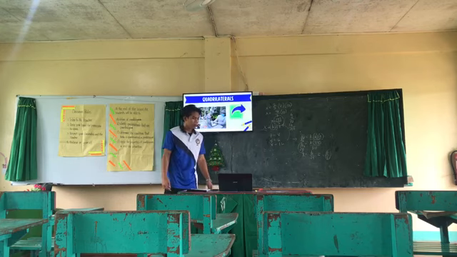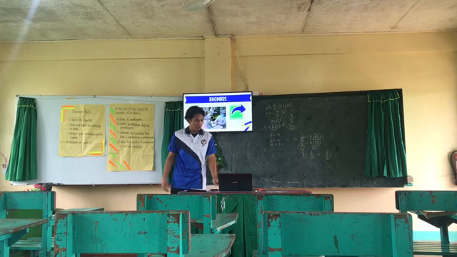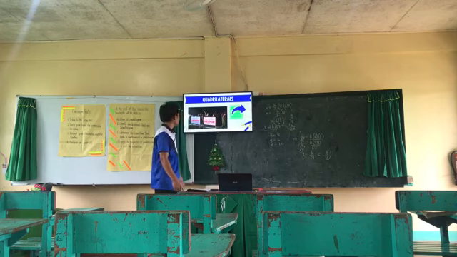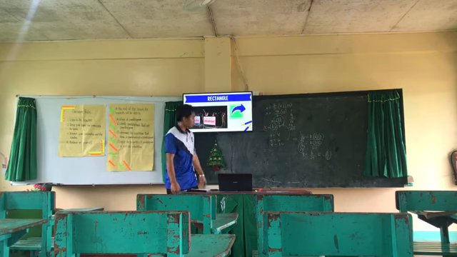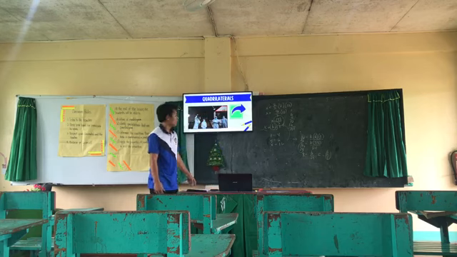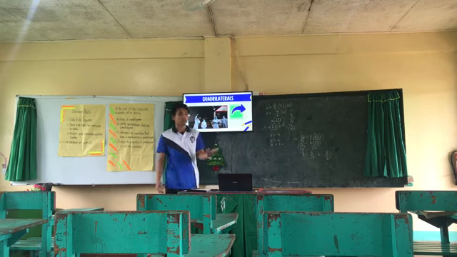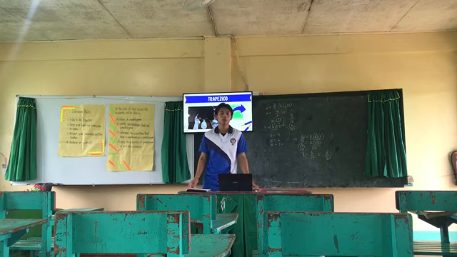Next, what type of quadrilateral is in the picture? Yes, very good. It's a rhombus. Next picture. Yes, very good. It's a rectangle. And for our last quadrilateral, what type of quadrilateral is this? Yes, very good. It's a trapezoid. Since you already mastered the different types of quadrilaterals, we can now proceed to our discussion.